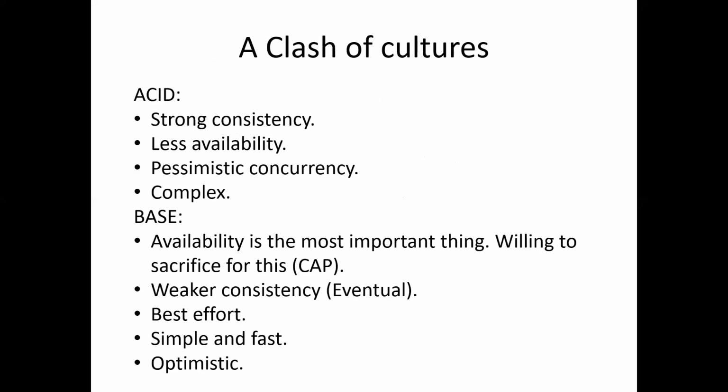So this is a clash of cultures. The relational database system strictly abides by ACID properties. The NoSQL or distributed database system strictly abides by BASE properties. In relational database systems, you have strong consistency, less availability, pessimistic concurrency, and complexity. In BASE properties, you have availability, willingness to sacrifice any one of them, weaker consistency, best effort, simple and fast, optimistic concurrency.